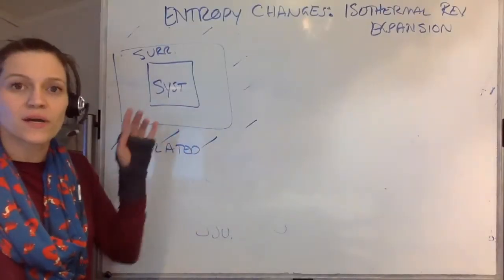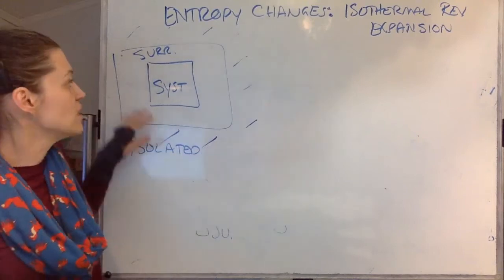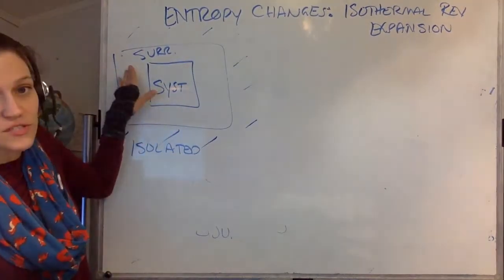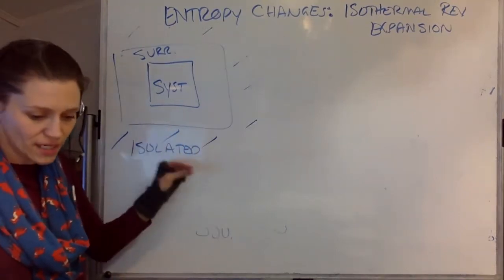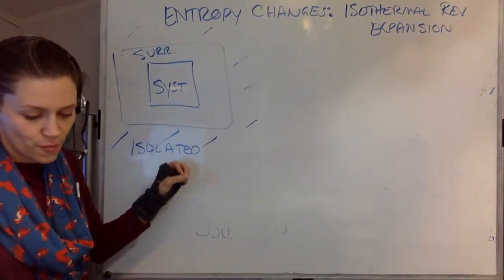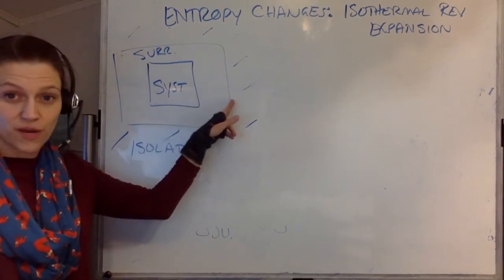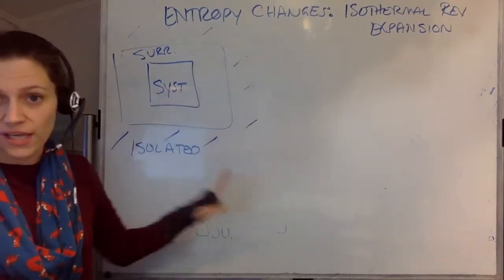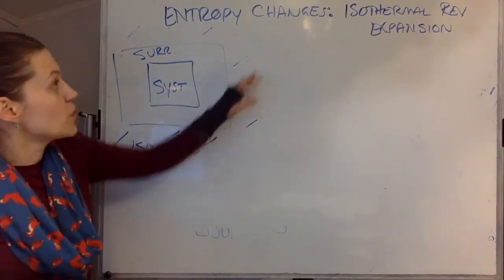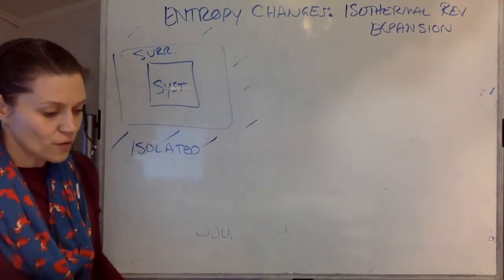Okay, I want to talk about the entropy changes associated with an isothermal reversible expansion. We have a system with its surroundings, so it's an isolated one. Since it's isolated, anything that happens from the system is going to go into the surroundings. Anything that goes into the surroundings has to come from the system, and it's not coming from anything on the outside.